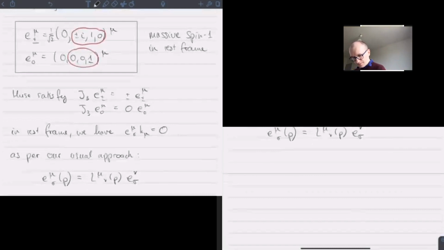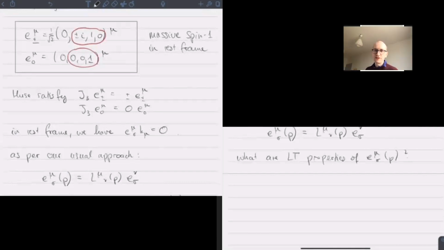So now let us ask what are the Lorentz transformation properties of E^μ_σ(P) thus constructed. I think there are a couple of questions. Please, Davide.